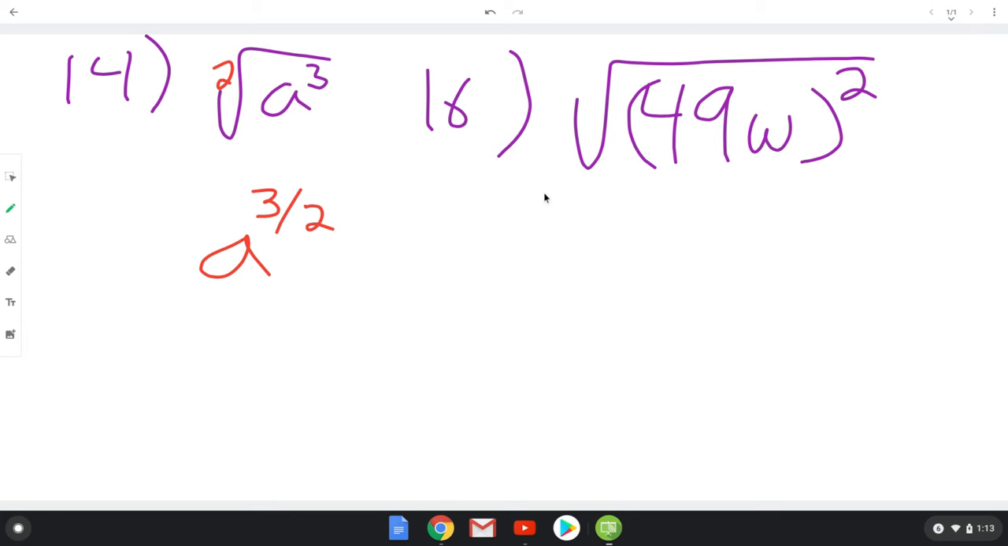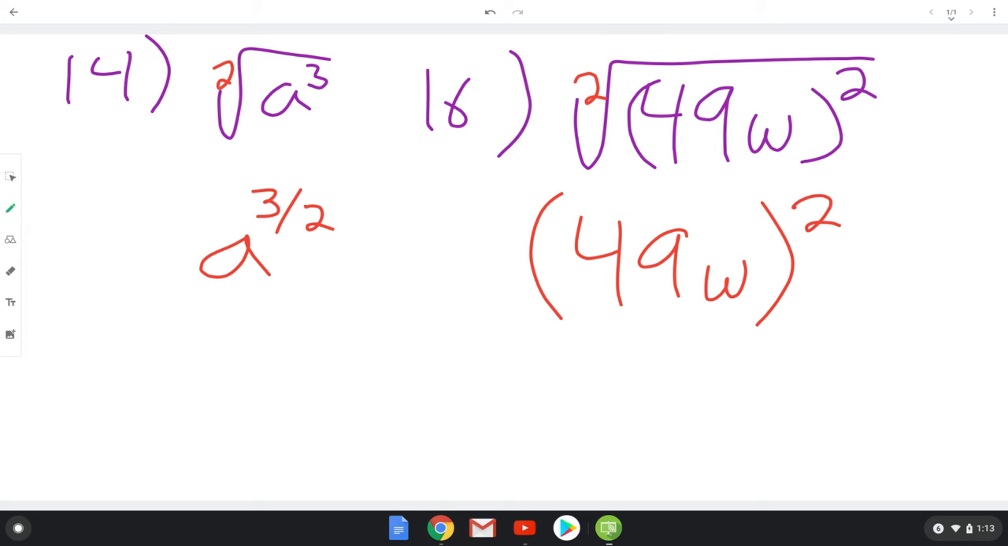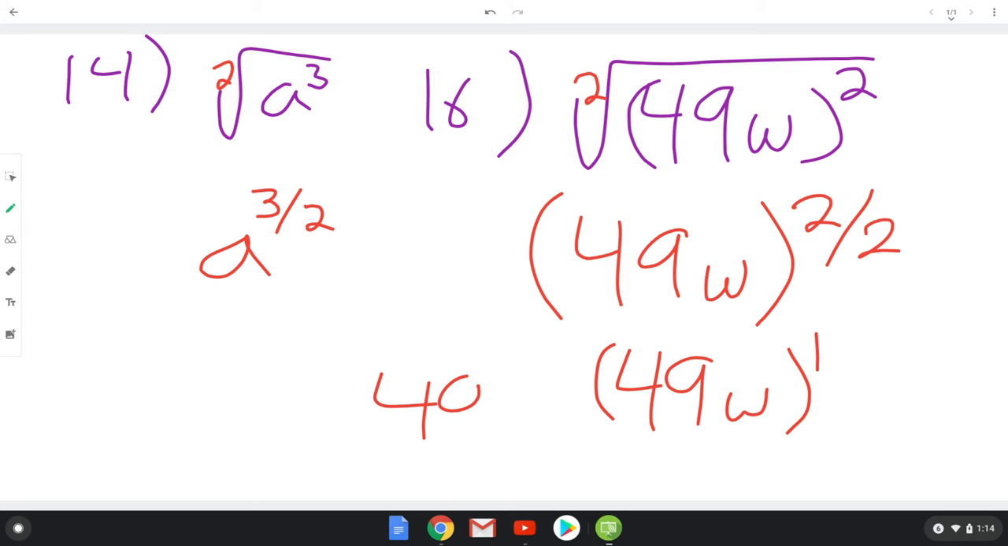So now let's look at number 16. For number 16, again, we have a 2 here. So we get 49w to the power of 2 divided by 2, right? So that would simplify down. 2 divided by 2 is just 1. So this is really just 49w. That would be our final answer, because it's simplified.